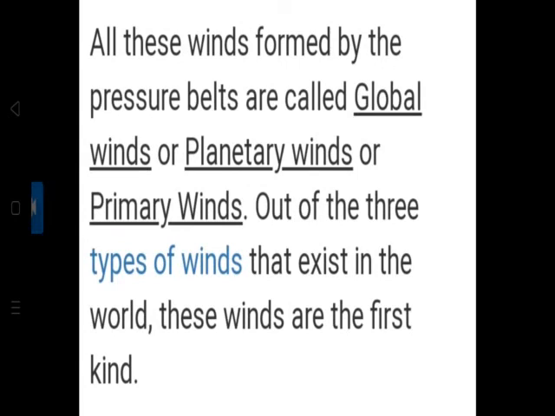All these winds formed by the pressure belts are called global winds or planetary winds or primary winds. Out of the three types of winds that exist in the world, these winds are the first. So, which winds are the first? The planetary winds or the primary winds are the first of its kind.